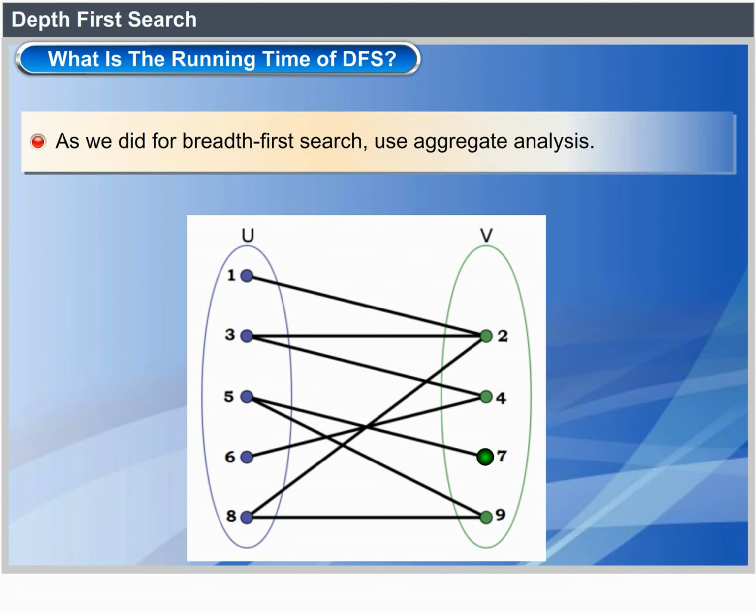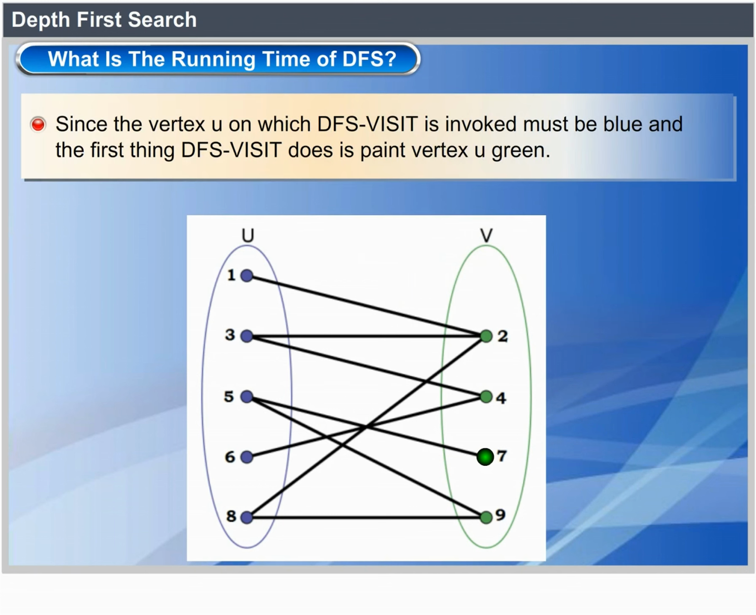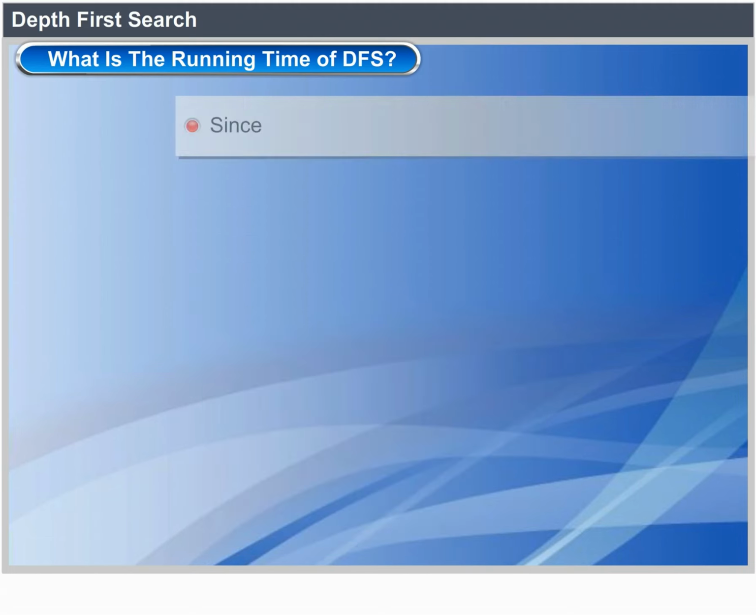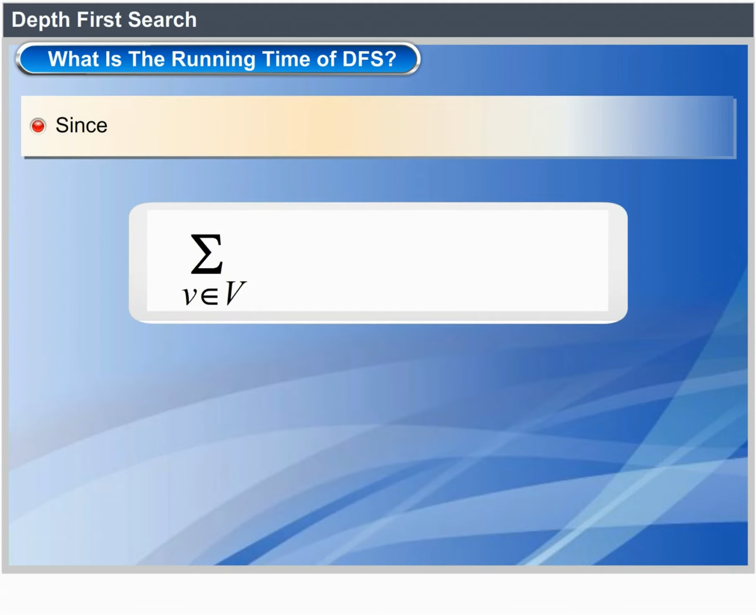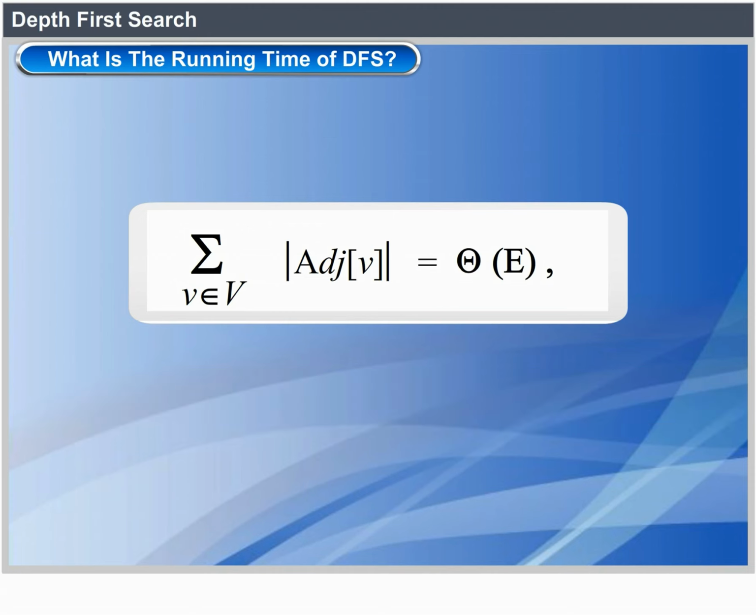The procedure DFS-VISIT is called exactly once for each vertex v belonging to V, since the vertex u on which DFS-VISIT is invoked must be blue, and the first thing DFS-VISIT does is paint vertex u green. During an execution of DFS-VISIT(G, v), the loop on lines 4 to 7 executes |Adj[v]| times. Since the sum over v in V of |Adj[v]| equals Θ(E), the total cost of executing lines 4 to 7 of DFS-VISIT is Θ(E). The running time of DFS is therefore Θ(V + E).